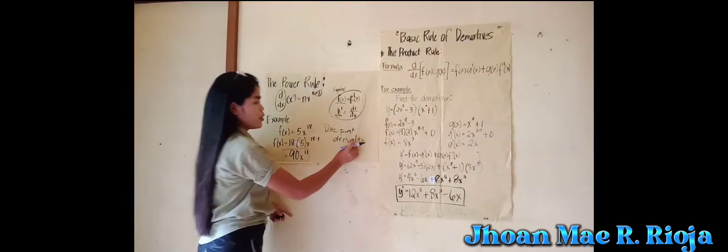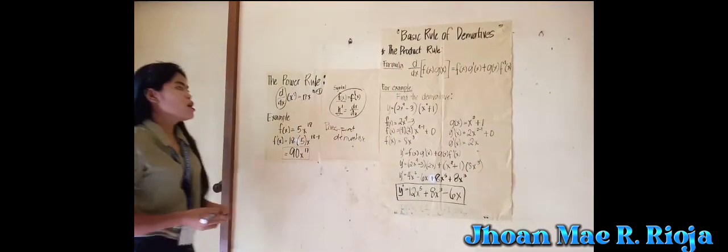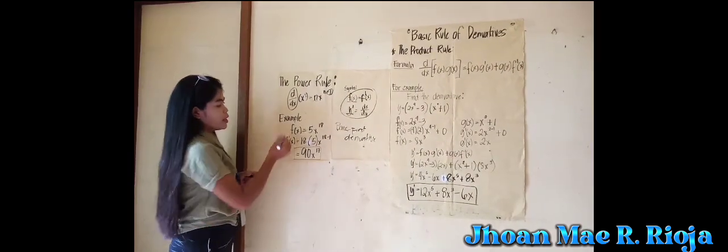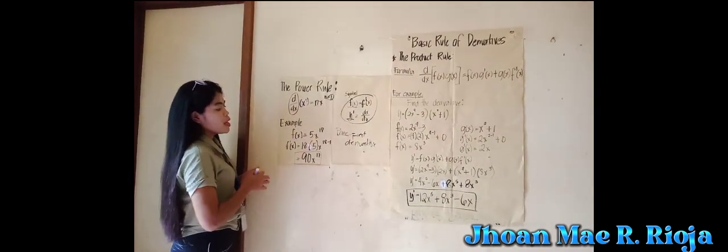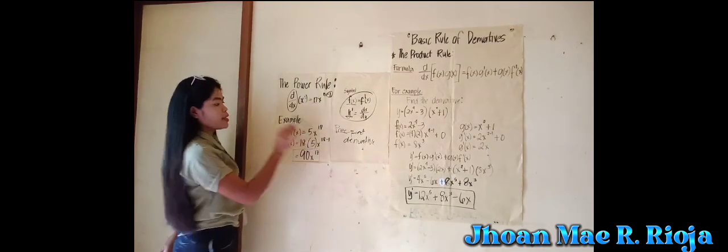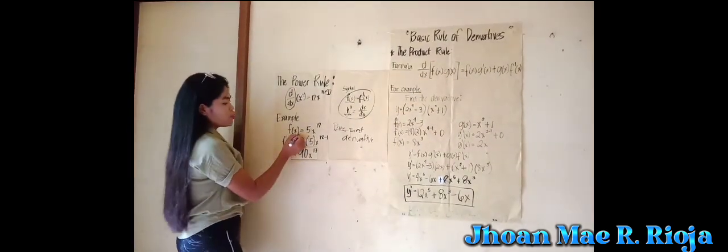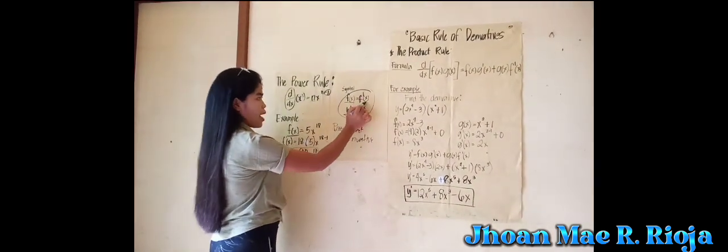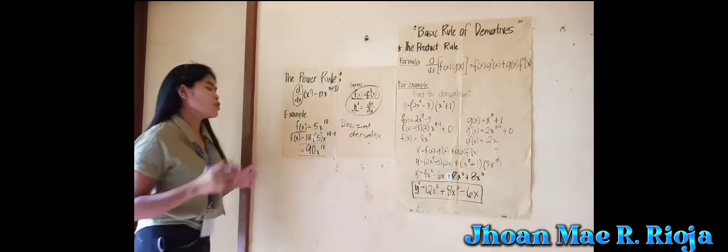Okay. Prime is first derivative, which means first derivative. So now, let's proceed to the example. We have a given here, which is f of x equals 5x raised to 18. As you can see, the given is f of x, so ang gagamitin nating symbol is f prime of x. Ito siya, class.